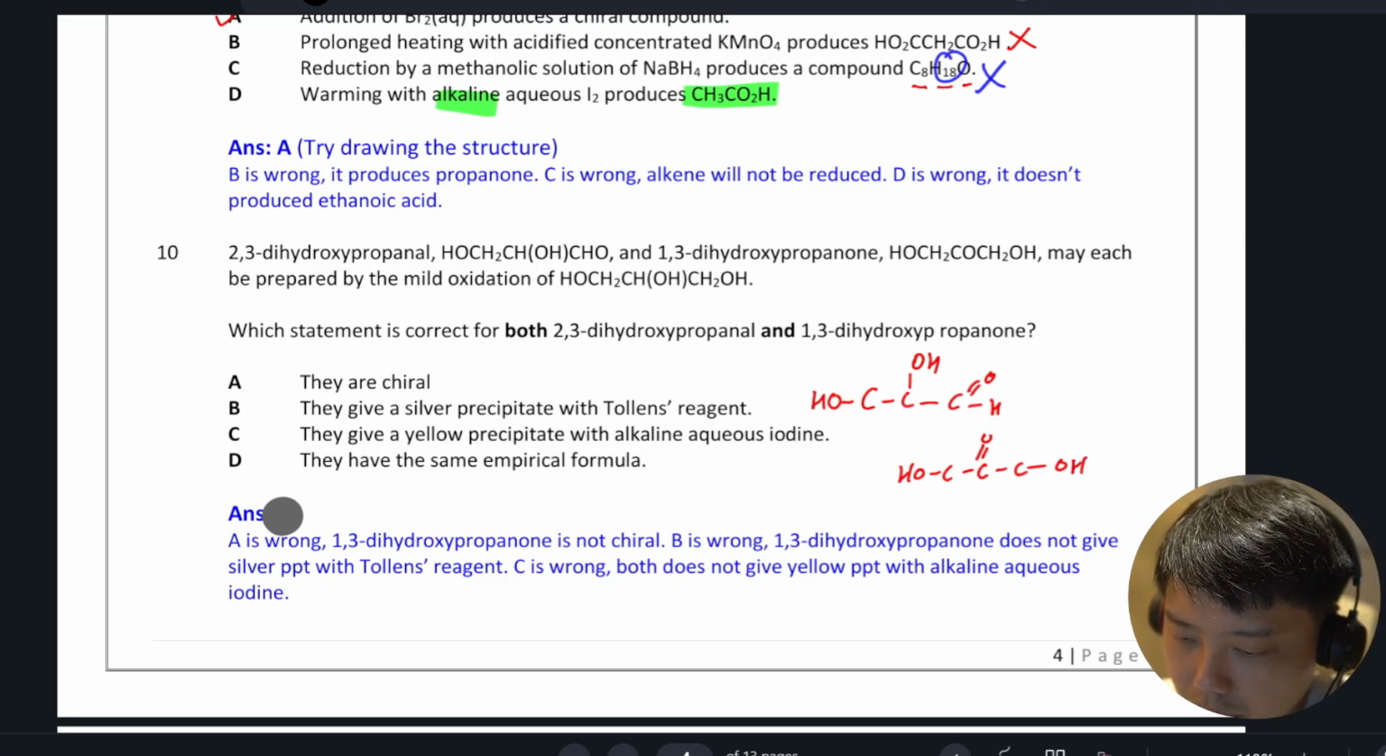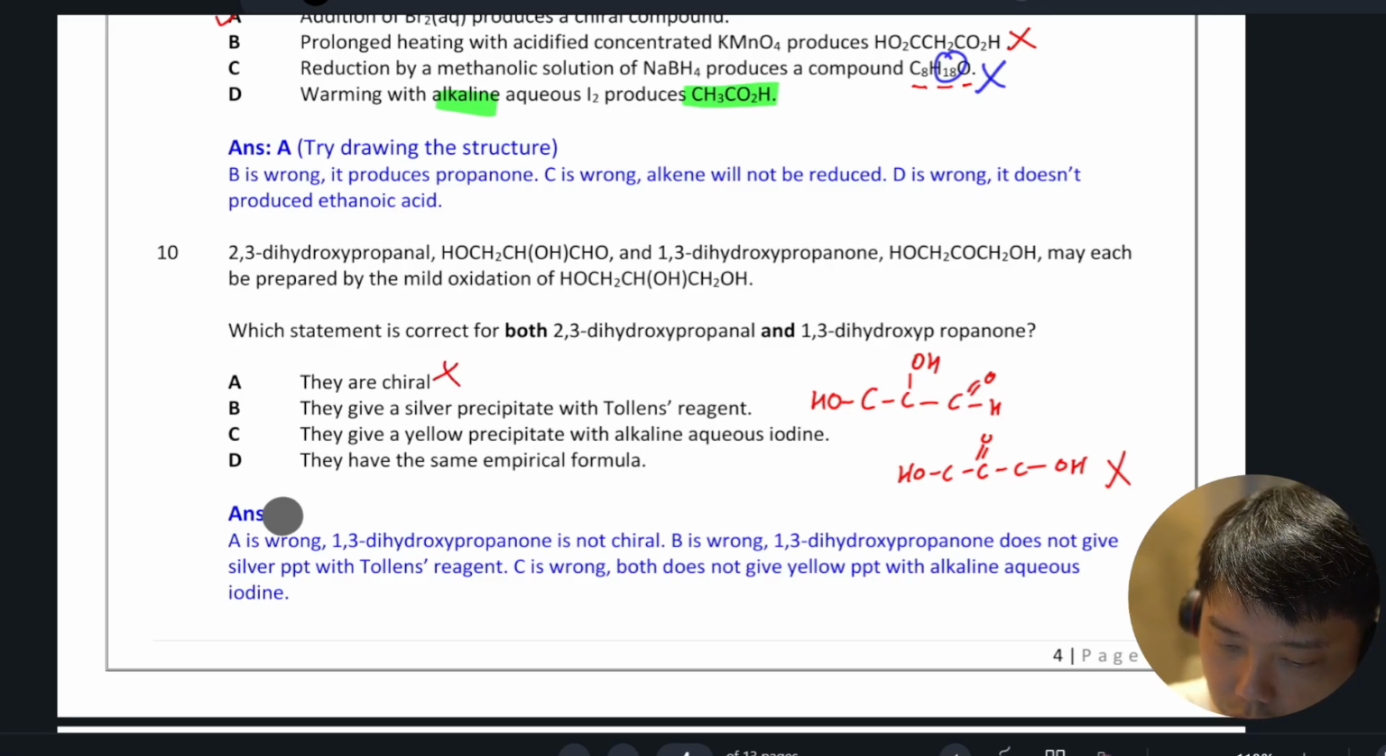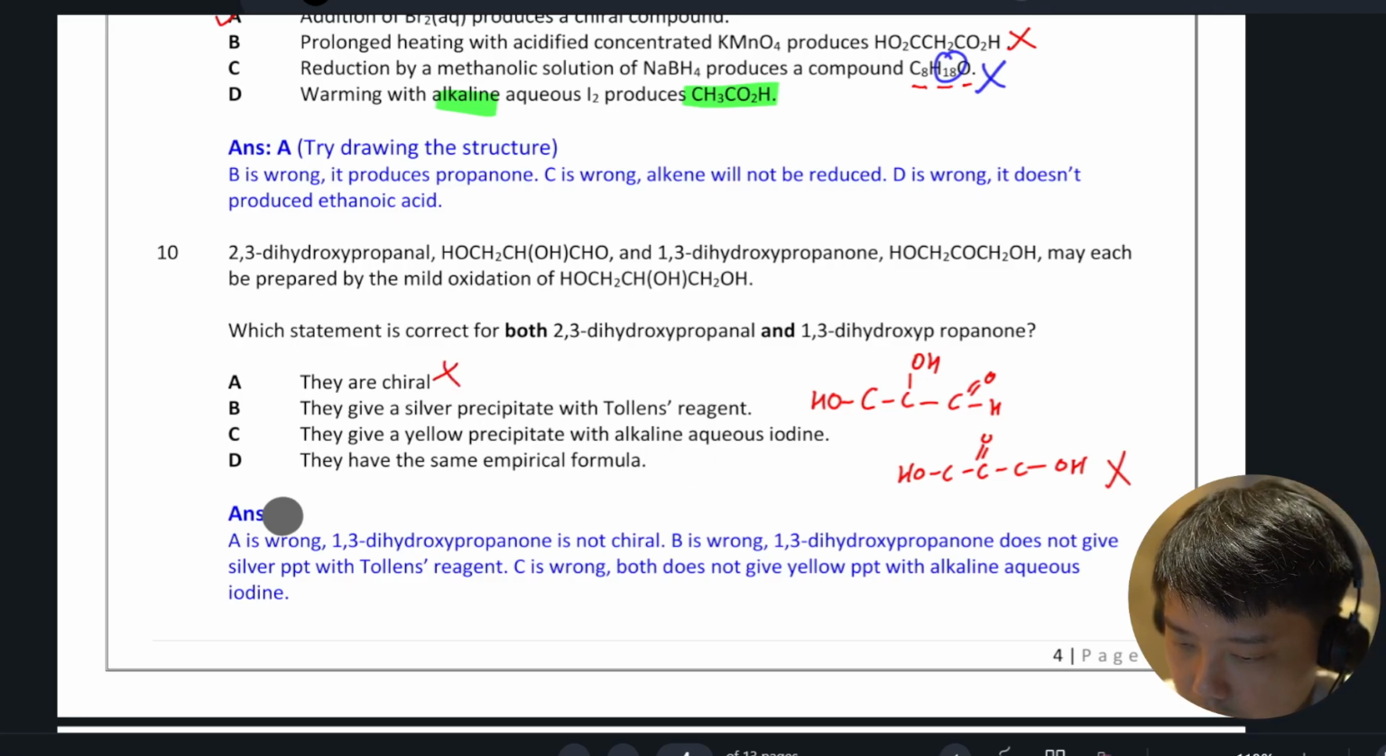Okay, so the first is chiral. The second compound is not chiral, so A is wrong. B, they give a silver precipitate? No. The second compound also no. C, they give a yellow precipitate? No. Second compound also no.